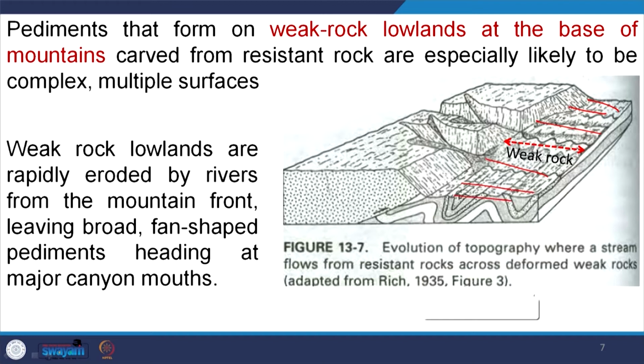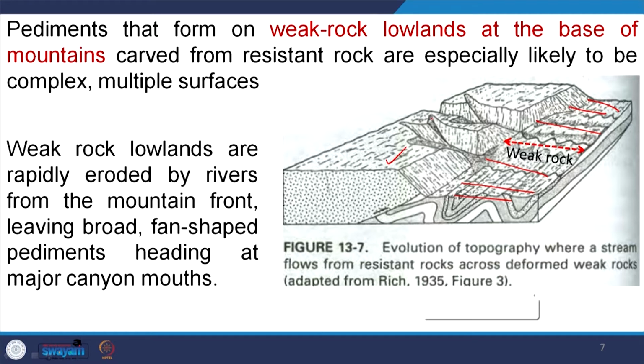Now, another interesting case here. Suppose we have two sets of rocks separated by a plane, either a fault plane or a depositional plane. And here suppose this part consists of weak rocks and these are hard and strong rocks. So, here the pediment characteristics will be different.